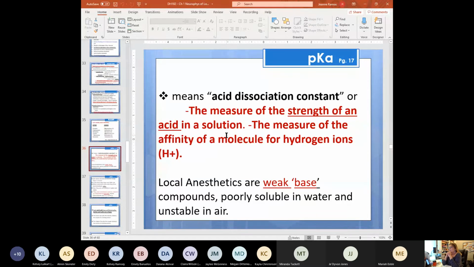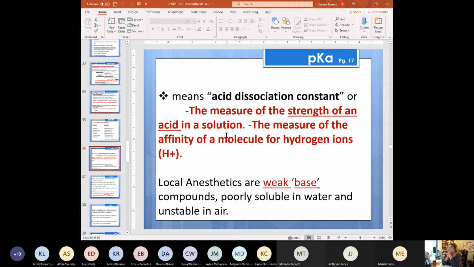What's that particular molecule? Is it attracted like a magnet, or slower, or what's the measure of how strong the molecule is for hydrogen ions, and how strong is the strength of the acid? So that's what acid dissociation constant means.